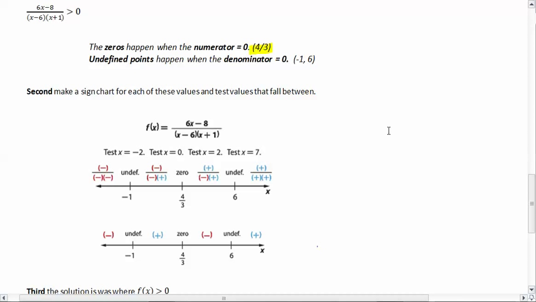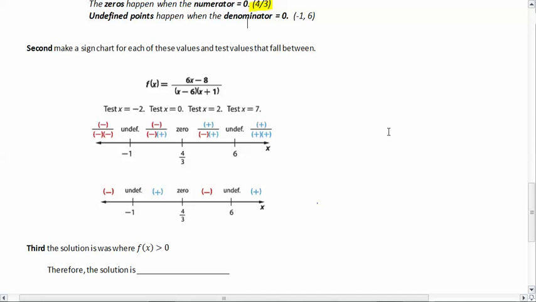The next step is to make a sign chart for these values and then test the values that fall in between them. So we have -1, 4/3, and 6 on this sign chart. We're going to plug in something that is less than -1, for example, and see what we get. We're going to get a negative over a negative times a negative. That just simplifies to a negative.